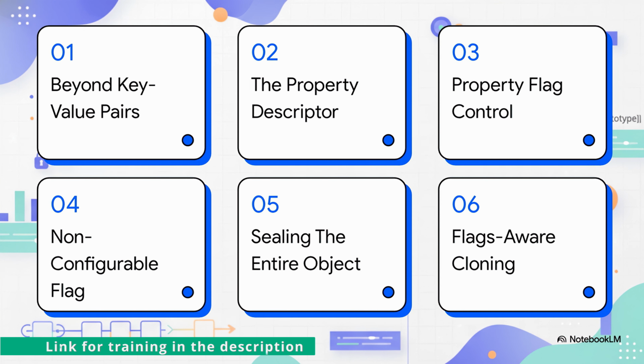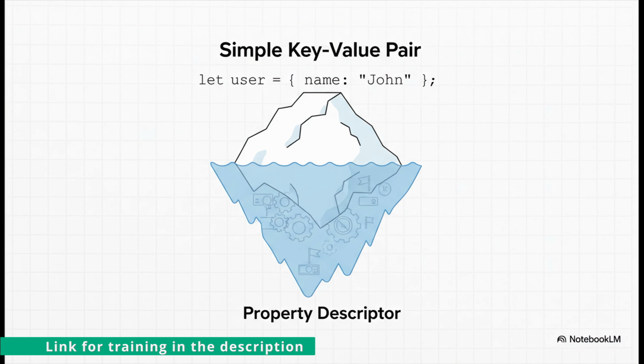So here's our game plan. First, we're going to move beyond the simple key value pairs we all know and love and really dig into the property descriptor itself. Then we'll get our hands dirty with some code, figuring out how to control property flags, how to handle that powerful configurable flag, and even how to lock down an entire object. We'll wrap it all up with a really practical technique, creating a flags-aware object clone that'll make your code way more robust.